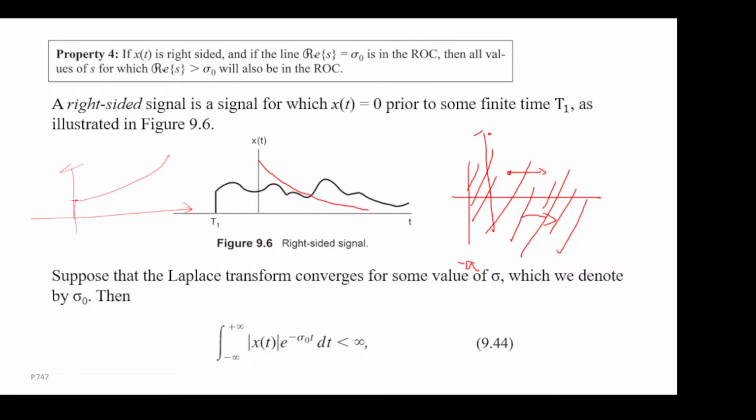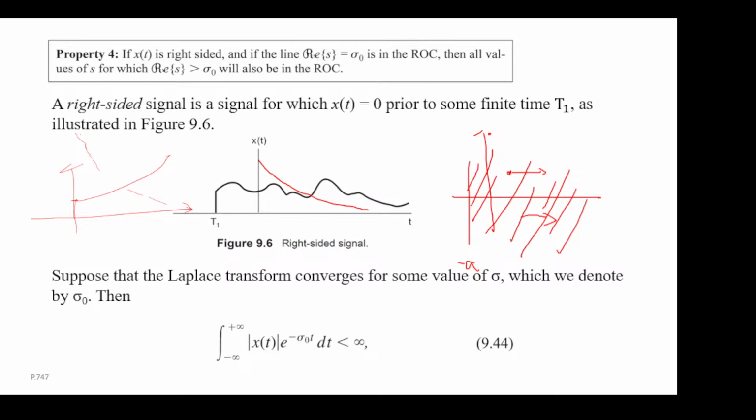So we don't have that for every ROC, like for every sigma bigger than 0, it will converge. Because your x of t might be diverging by itself, then you need a stronger decaying exponential to cancel this out, so your whole signal will be converged.